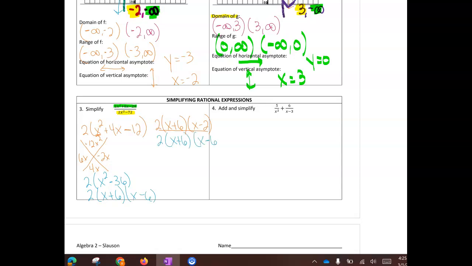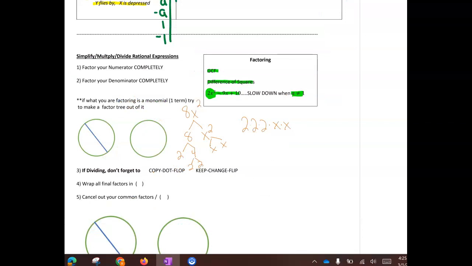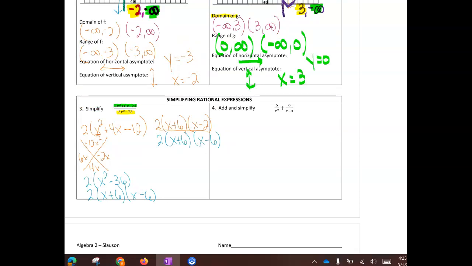And now we get to cross off whatever is common between the top and the bottom. Going back to this, it does say here, wrap all your final fractions in parentheses, cancel out your common parentheses or factors. Everything's wrapped in parentheses except the 2, so I'll wrap those. And now all the parentheses go or none of them go. So the 2's can go, the x plus 6 can go, but when I'm done, I have x minus 2 over x minus 6.